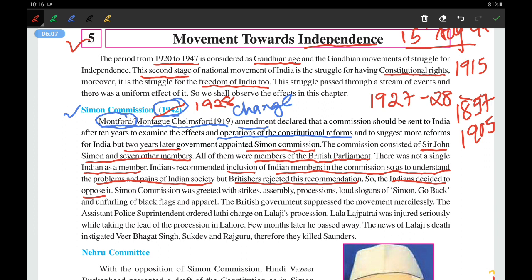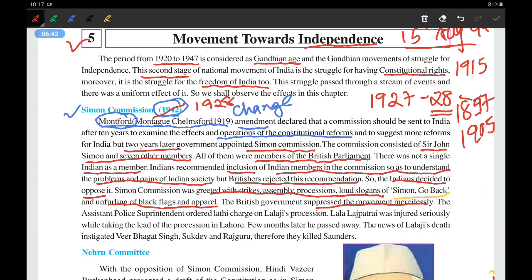When the Simon Commission came to India in 1928, they were greeted with strikes, assemblies, processions and loud slogans. And what slogan was used? Simon, go back. That was the slogan used at that time. Black flags were unfurled, and black apparel, meaning clothes and other things, were shown as a mark of opposition. The British government took a very hard hand and suppressed the movement mercilessly.